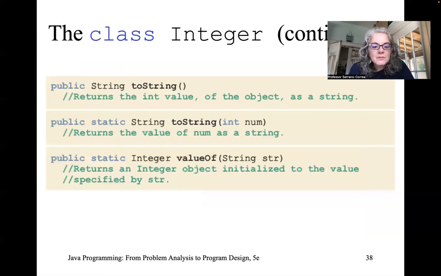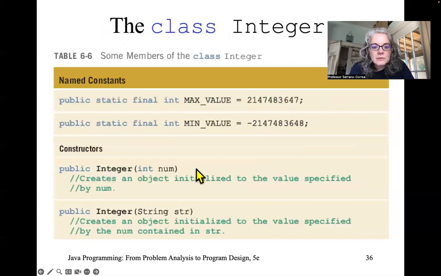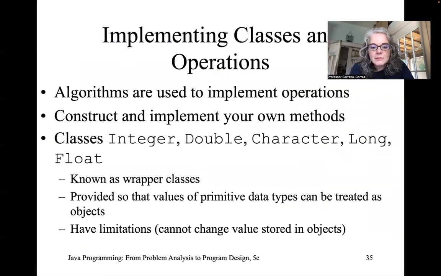So these are the methods that you can use with the class Integer. We also have available the wrapper classes Double, Character, Long, and Float. And I don't know if the methods that go with those are in your book, but you could find them online, the different methods that go with all these wrapper classes, if you need to use them.